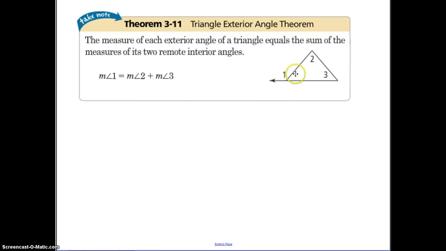Okay, I'm going to label this angle here as angle 4. And let's talk about some things that we know here. We know that the measure of angle 1 plus the measure of angle 4 should equal 180. And the reason why is because linear pairs are supplementary.